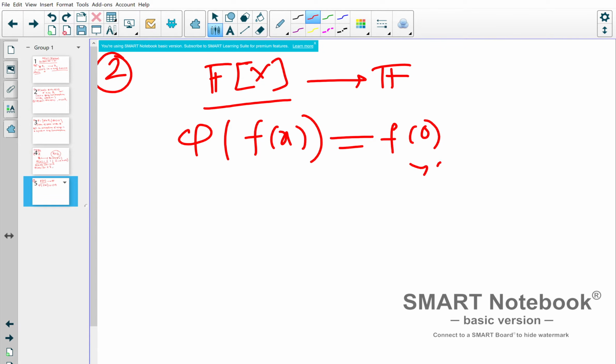So this is the constant term of f(x), the polynomial. Now you check that this is a natural homomorphism. So you can easily check it is a ring homomorphism.